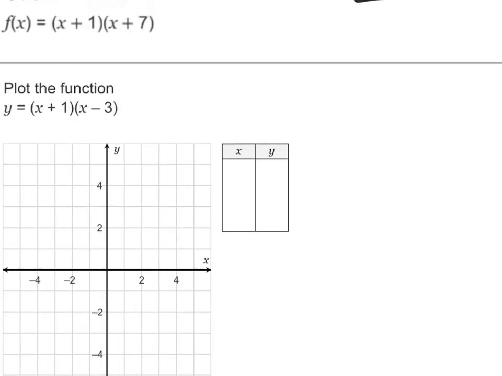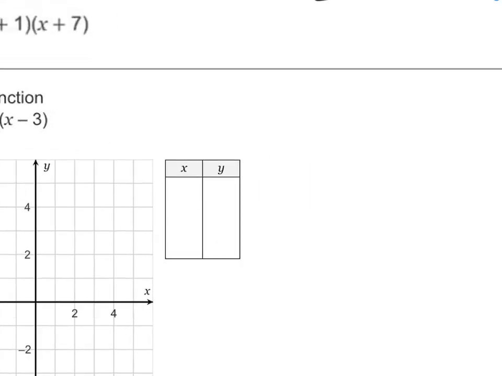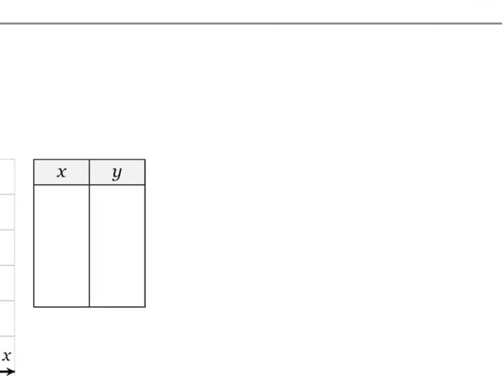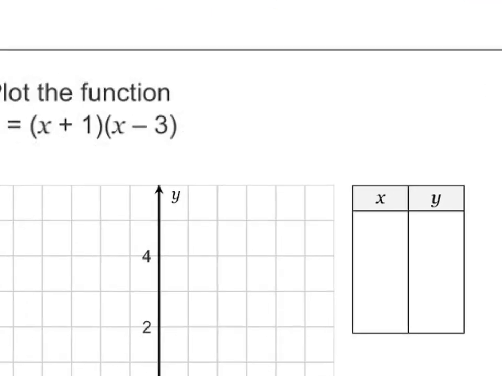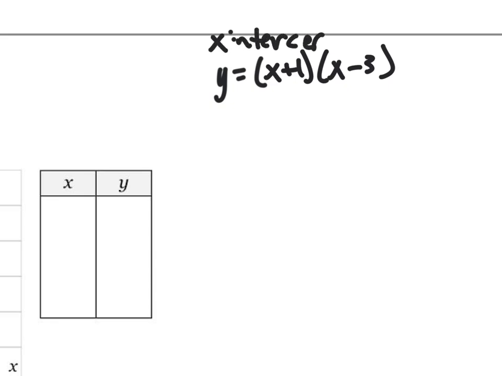Okay, what I want to do is plot the function. Let's do this again. We have the equation y equals the quantity x plus 1 times the quantity x minus 3. The first thing I want to do is find my x-intercepts. So I'm going to zoom way in and rewrite this: y equals x plus 1 times x minus 3. For my x-intercepts, x-intercepts.